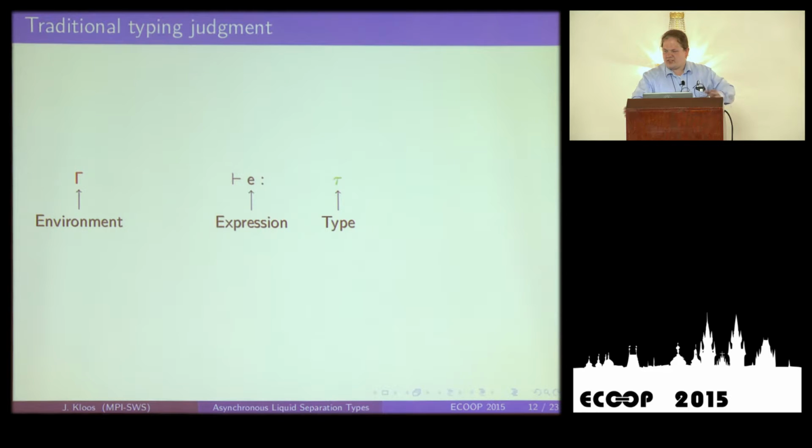So before I show you how to do this, I have to go back a bit and remind you of how typing judgments normally look and how we change them. In a traditional typing judgment, we have three parts. We have the environment, which basically says what types the free variables of the program have. We have the expression we want to type, and we have the type that is assigned. And they're written down like this.